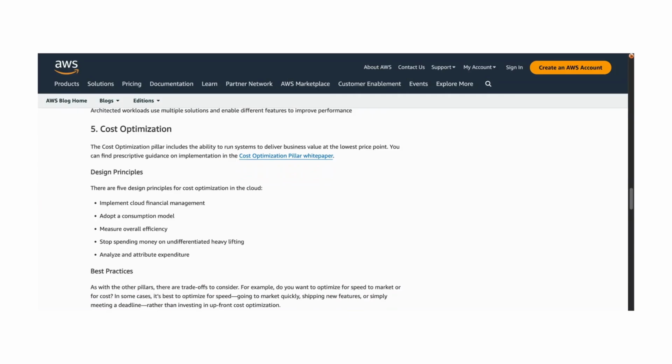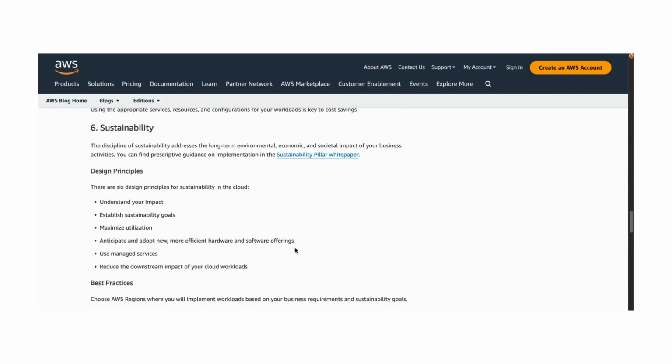And let's finish this off with pillar number 6, which is sustainability. The sustainability pillar focuses on minimizing the environmental impact of cloud workloads over their life cycle. Let's take a look at the design principles and implementation. First, understand your impact. For example, use the AWS Customer Carbon Footprint tool to measure the carbon impact of your cloud usage and identify opportunities for reduction of that impact.